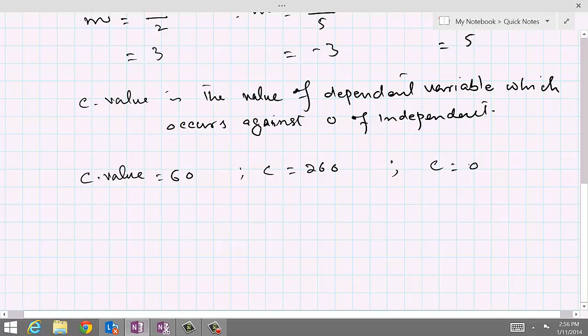So these are all the questions, and in the next lesson we are going to learn how we can graph the two quantities using the m value and the C value.